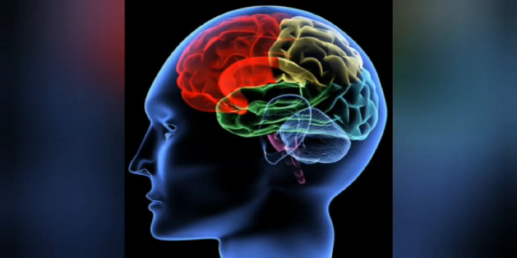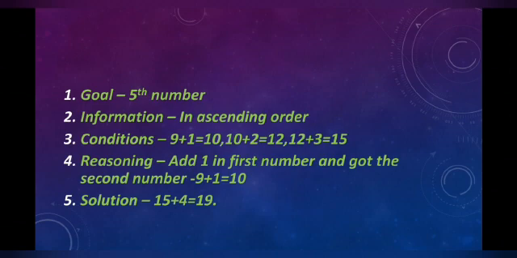We added 1 to the first number and got the second number. That means 9 plus 1 equals 10. Second step is we have to add 2 to the second number and get the third number. That means 10 plus 2 equals 12. In the same manner, you have to find out the fifth number also. Finally, the solution is 15 plus 4 equals 19.